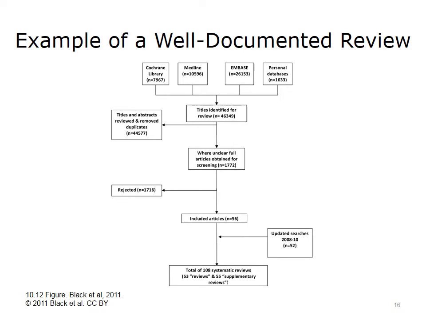You'll notice very quickly that when they looked at the duplication, the vast majority of these were duplicates, 44,000 and change. Once they got rid of all that, they were down to 1,772 articles. When they looked at what articles actually dealt very closely with their topic, they got rid of 1,716, which means they only were left with 56 articles to fully analyze based on their initial review. They then redid the entire process with the updated searches and found another 52 articles. They ended up with 108 overall as part of their systematic review.